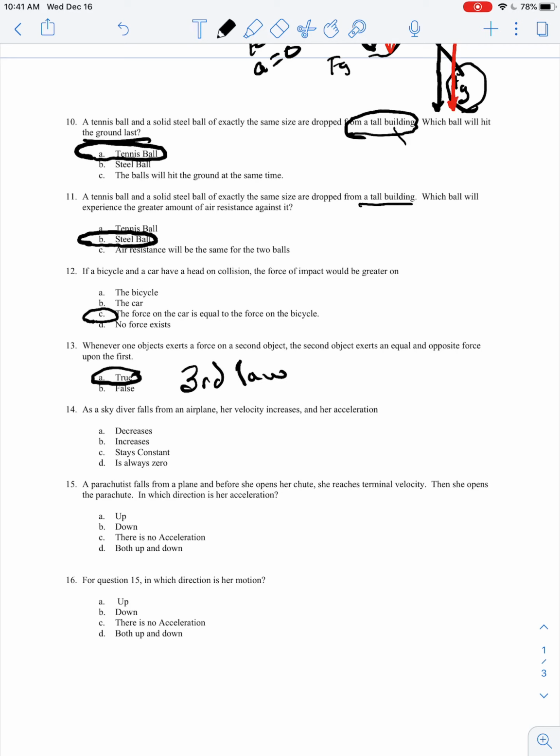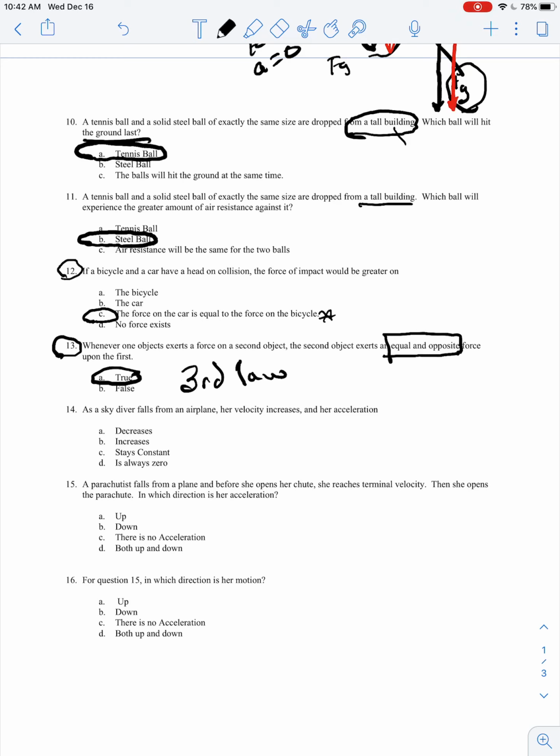And most people don't miss this one because you've heard it a number of times. When one force is applied to an object, the second object applies an equal and opposite force back to the first. Now, I usually ask question 13 first, and everybody puts true. And then I ask the thing about the bicycle and the car, and people answer, oh, the force of impact would be greater on the bicycle. So you read this thing and you say, yep, they're equal and opposite. But then when I ask you about a real life situation with a bike hitting a car, you say, force is bigger on the bicycle. No, it's not. Okay, they're equal.